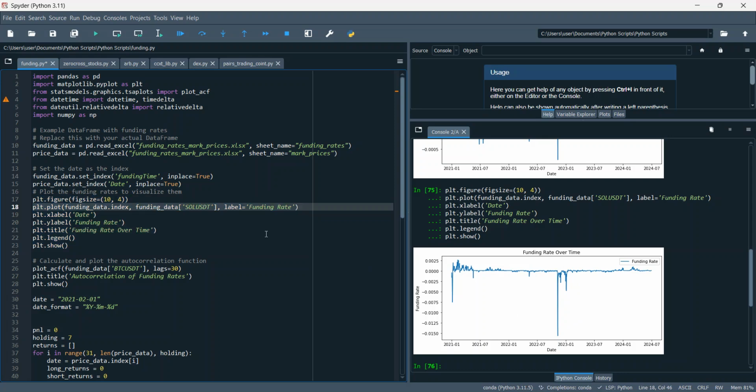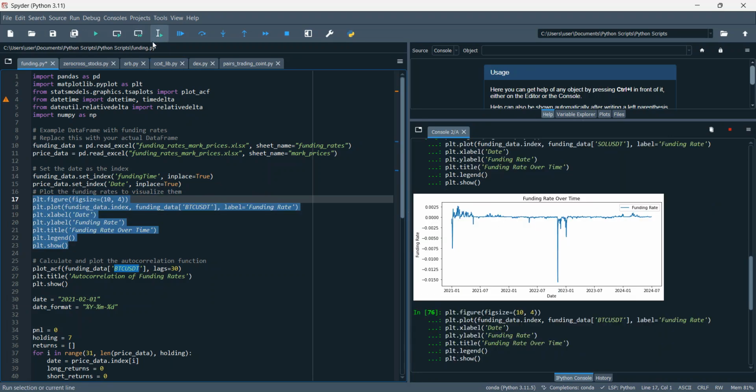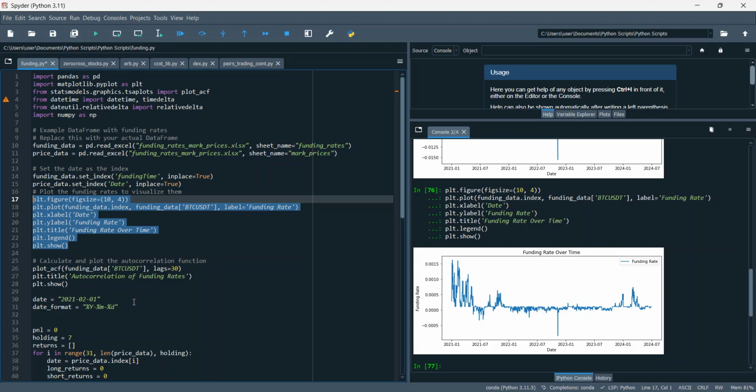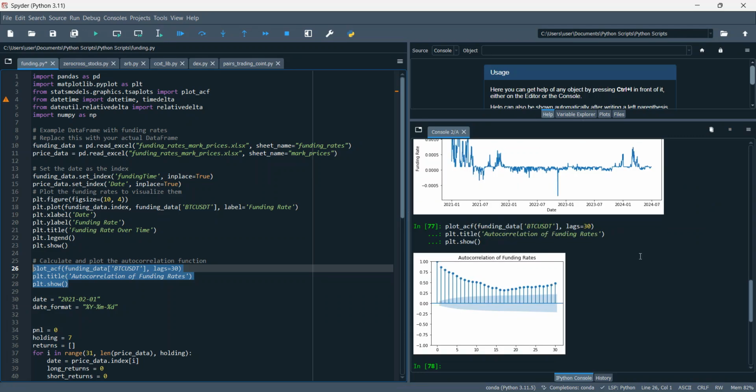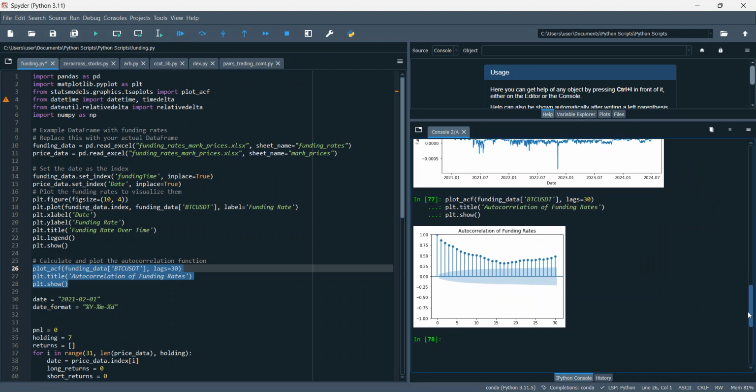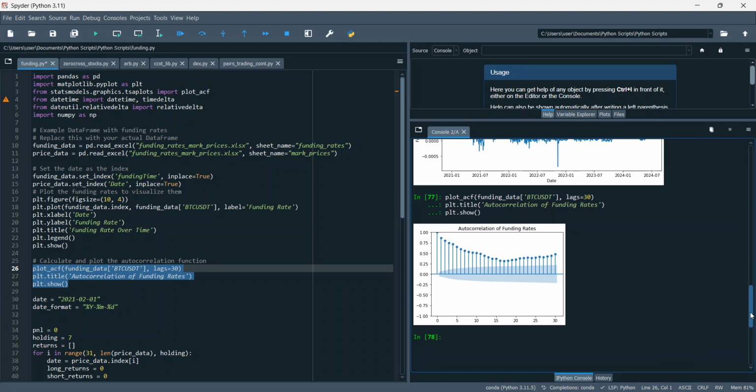So let's change again to Bitcoin, and I will now show you how we can look at autocorrelation. Autocorrelation is the correlation of a time series to its past values. So how can we interpret this chart?